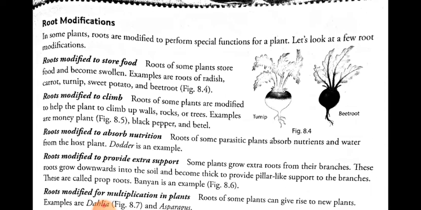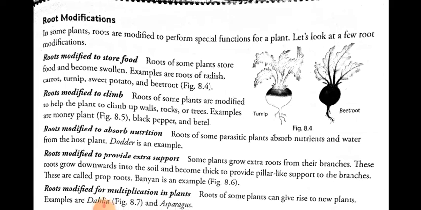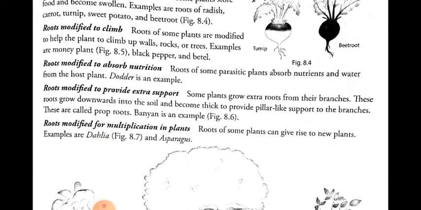In money plant, roots just penetrate into the walls and help the plant to climb. Another function of the roots is to absorb nutrition from the soil or from other plants. Like in the case of parasitic plants, roots penetrate into the other plant and absorb water and nutrition from the host plant. Host plant means the plant on which they grow.